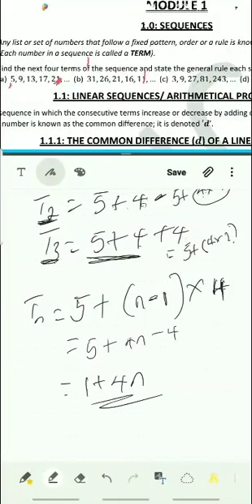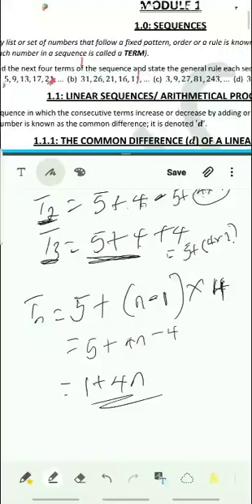Okay, when we look at the second sequence, 31, 26, 21, 16, each of them is decreasing. Now, the first sequence was increasing each time: 5, 9, 13. So that one, you know that you are going to be adding a constant term. Now, when a sequence is decreasing, you should know that you are going to be subtracting or dividing by a constant term. So in this case now, 31, 26, 21, if we inspect very well, this term is decreasing by 5. By yourself, you can find the general rule for that.